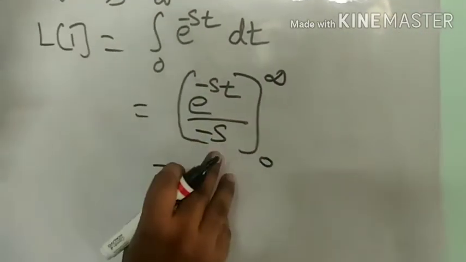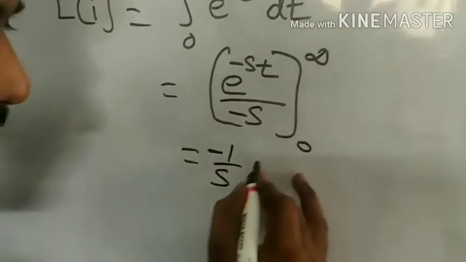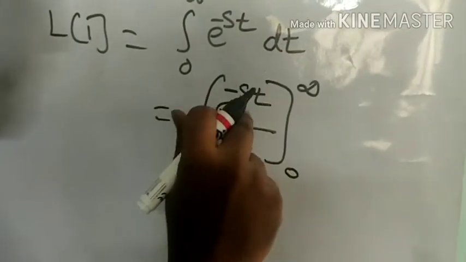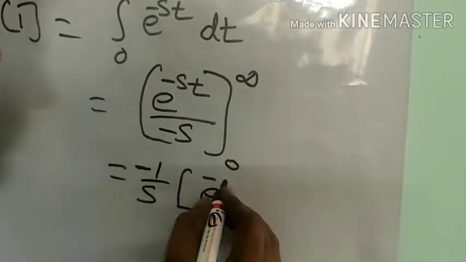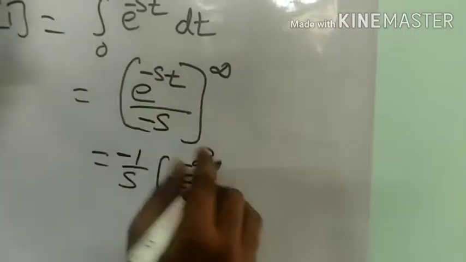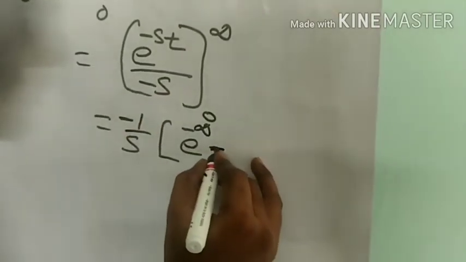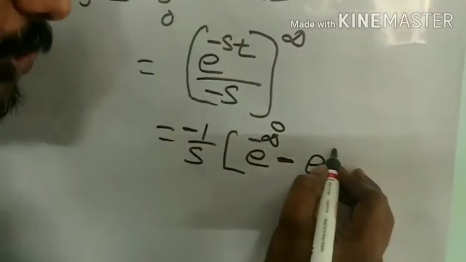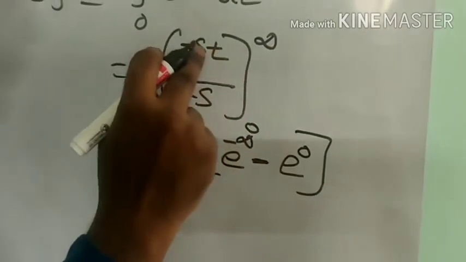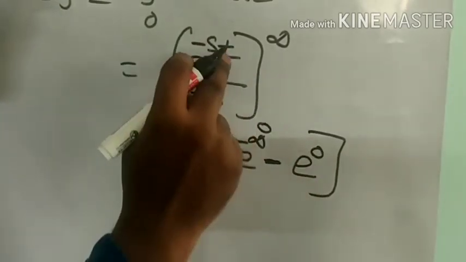Now substitute the limit. Before substituting, you take the minus 1 by s outside, because the minus s is in the denominator. Now apply the upper limit, that means in the place of t you substitute infinity, so e power minus infinity. Upper is over. Now go to the lower limit. Before substituting the lower limit, you put a minus, so minus e power, with t equal to 0. So the upper limit is e power minus infinity minus the lower limit, e power 0.